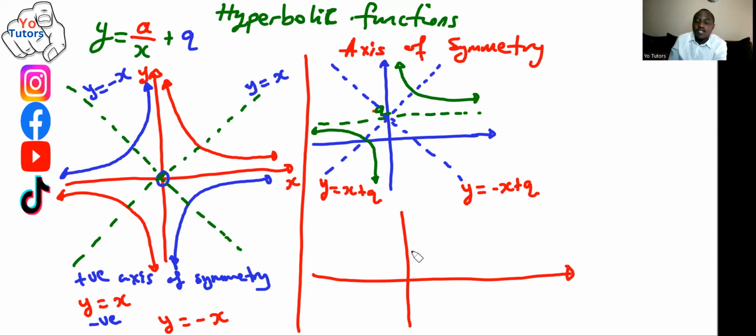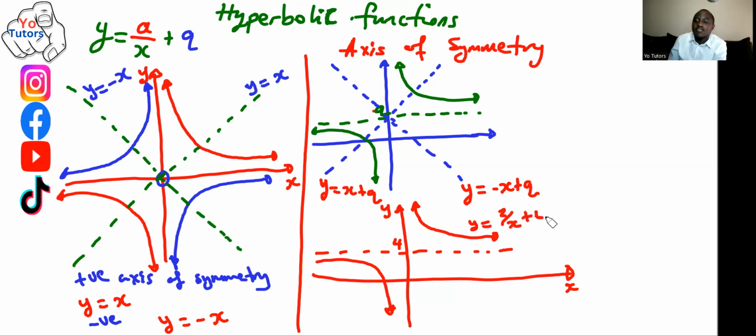No, it's fine. Let's say this is our axis. This is our q. Let's say our q here is 4, and we have got the y and x. Okay, then we are saying this is our new graph. So in this case, let's say this graph is y is equal to 2 over x plus 4.